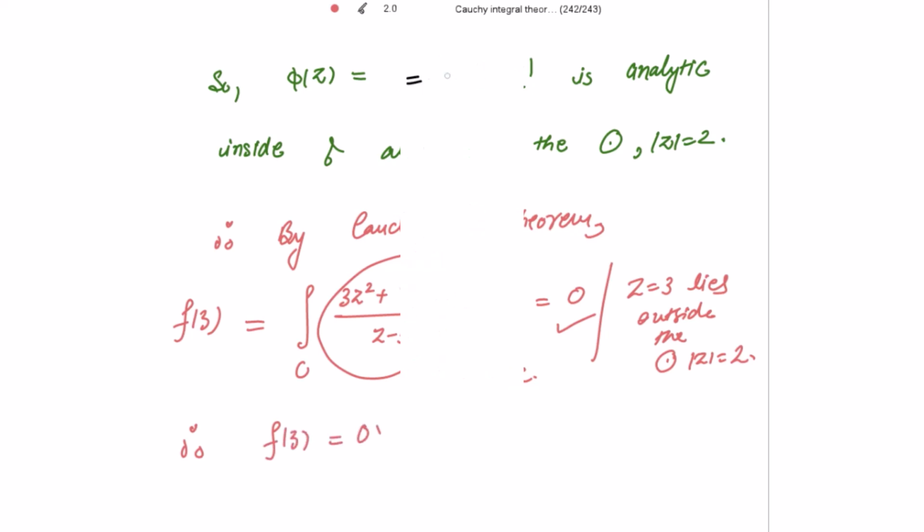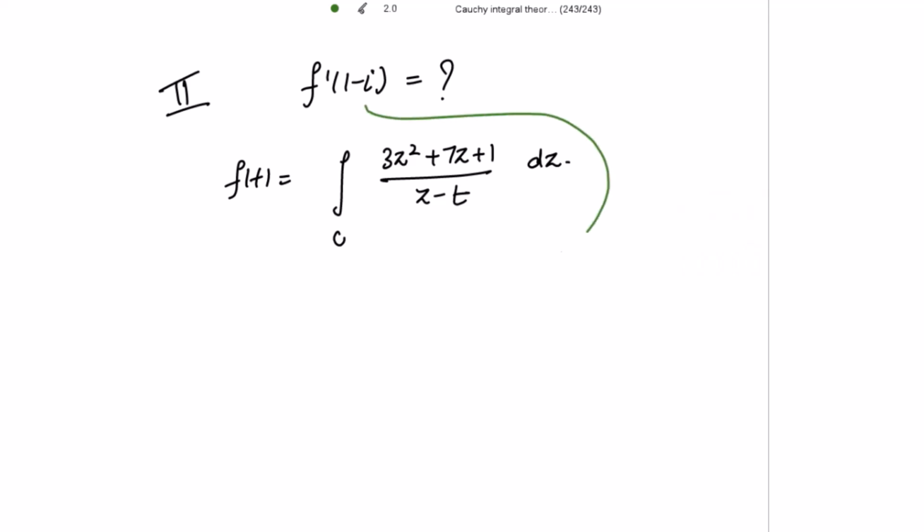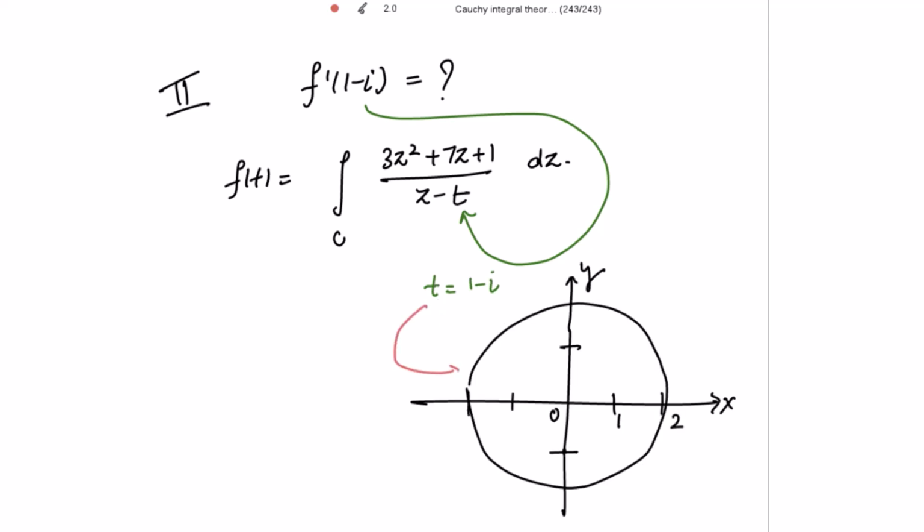Let's move on to the second part. We need to find f dash (1 minus iota). Now f of t given to us is the integral with the integrand 3z square plus 7z plus 1 divided by z minus t dz. This time we are having the point t equal to 1 minus iota. Let's check whether this point lies inside this circle or not, the circle mod z equal to 2.